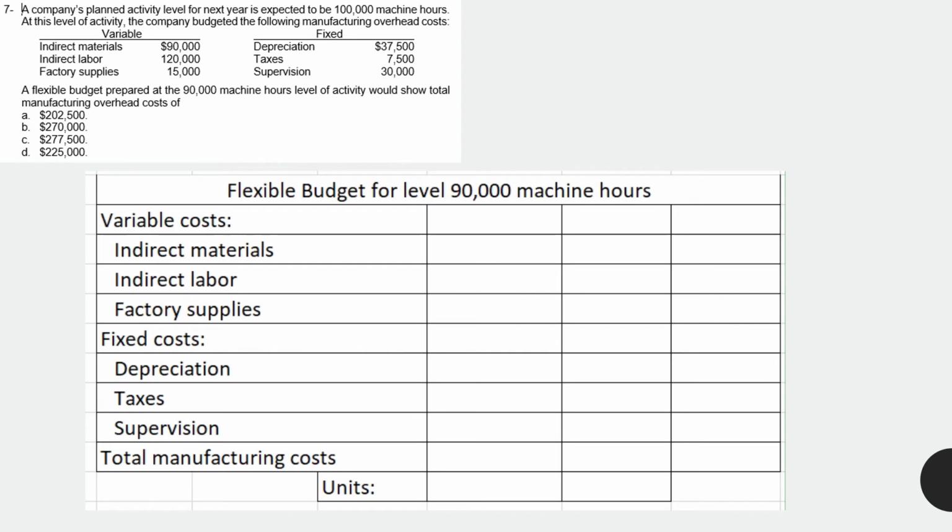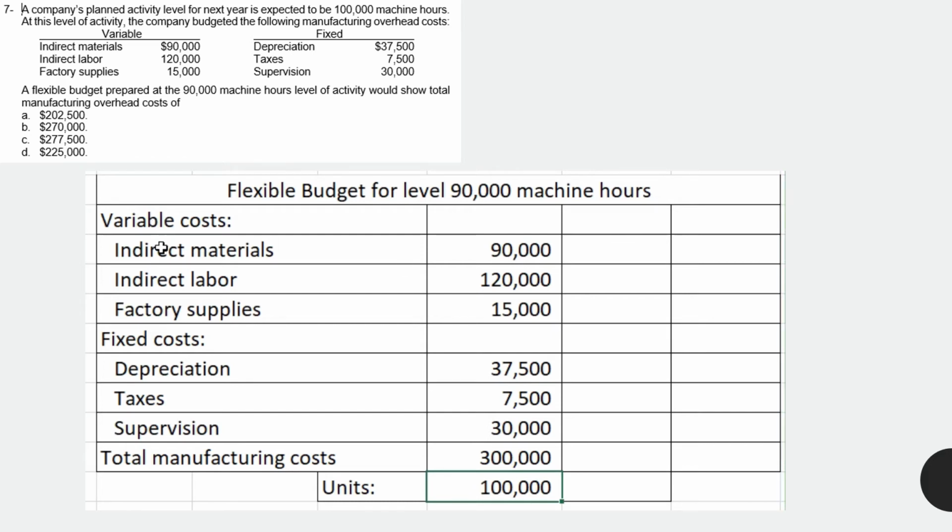In this next situation, we have a company planned activity for the next year to be 100,000 machine hours, and they created the following budget, and we've been given the split between variable and fixed components. We're asked then to prepare a flexible budget based on 90,000 machine hours level of activity. So in order to determine this calculation, first of all, let's pull in the relevant information for the variable costs. Indirect materials at 90,000, labor at 120, factory supplies at 15, being variable costs. And then we have fixed costs of depreciation, taxes, supervision, for total manufacturing costs of $300,000, based on 100,000 units.